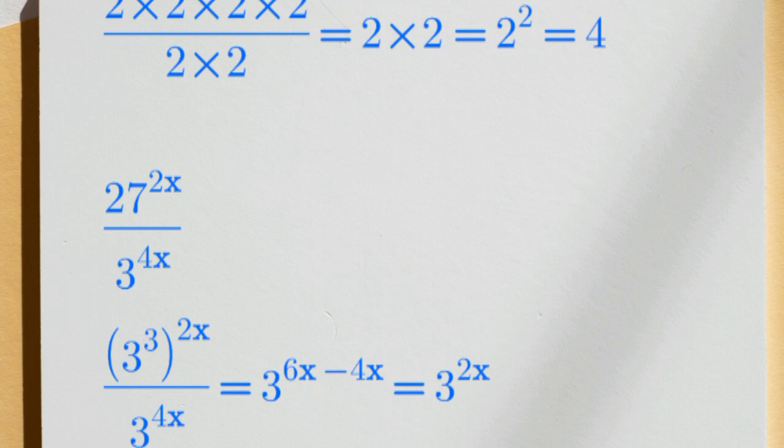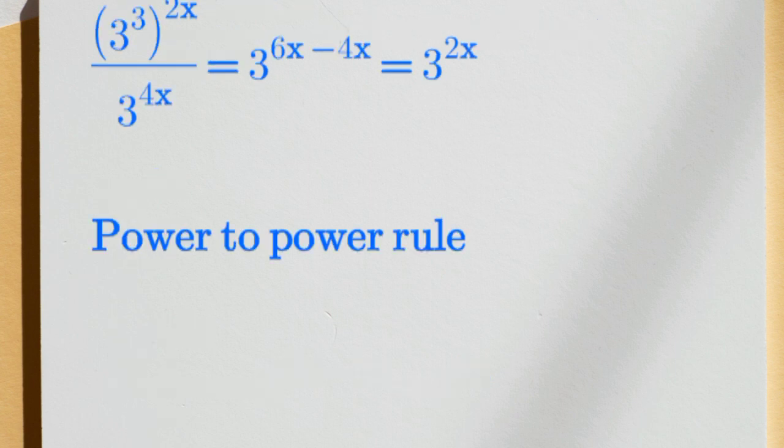Now finally, let's go to our power to power rule. We have just solved an example using power to power rule, but let's just use this officially. So our power to power rule says when you have brackets x raised to the power of m all raised to the power of n, it is still equals to x raised to the power of m multiplied by n.